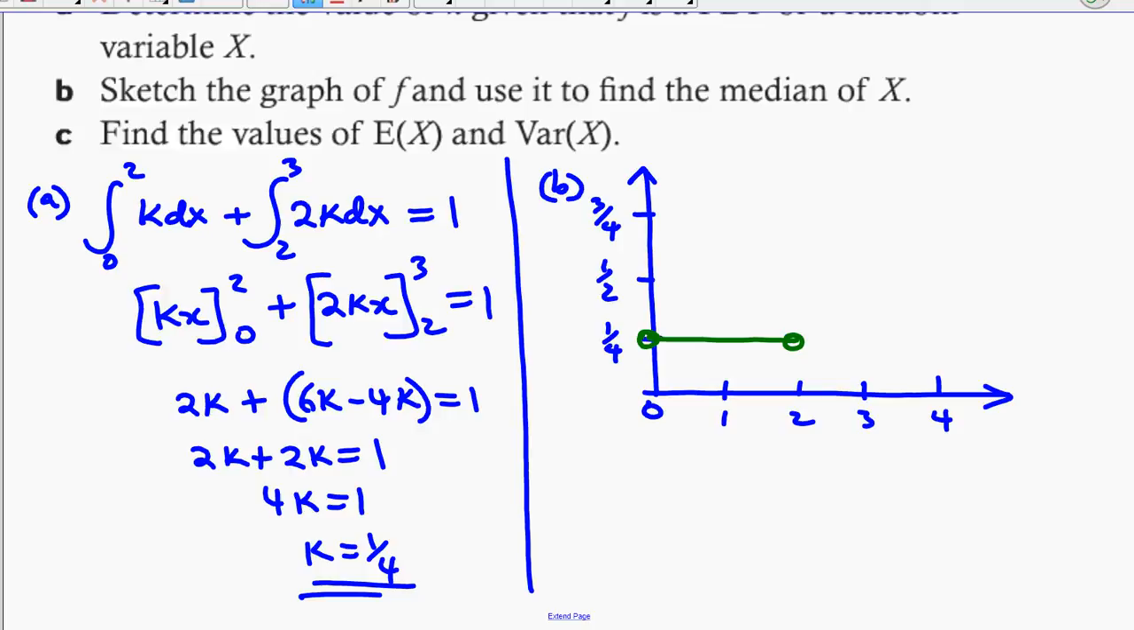And then 2k, which is basically a half, because k is a quarter. So between here and here, both inclusive, we have that. All right, so we have that.